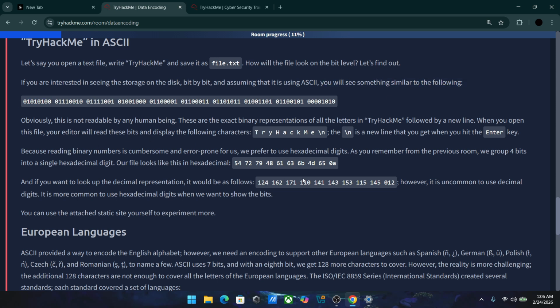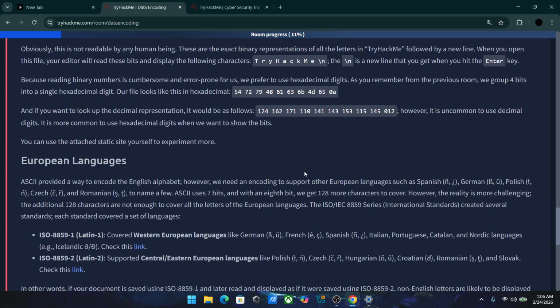Obviously, this is not readable by any human being. These are the exact binary representations of all the letters in TryHackMe, followed by a new line. When you open this file, your editor will read these bits and display the following characters. And the last \n is the new line that you get when you enter the key.